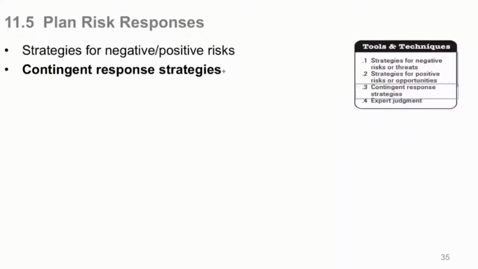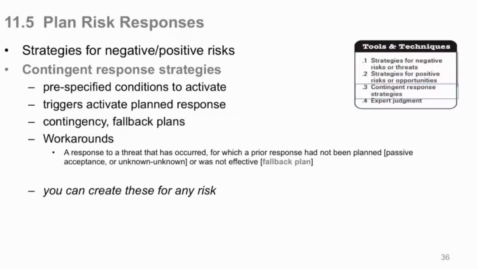Okay, now we come to contingent response strategies, different than the 8 strategies we just looked at. These are pre-specified conditions that we put in place that activate a plan. If this happens, we put plan B in effect. There are triggers, pre-specified conditions that activate a plan response, and they're called first.